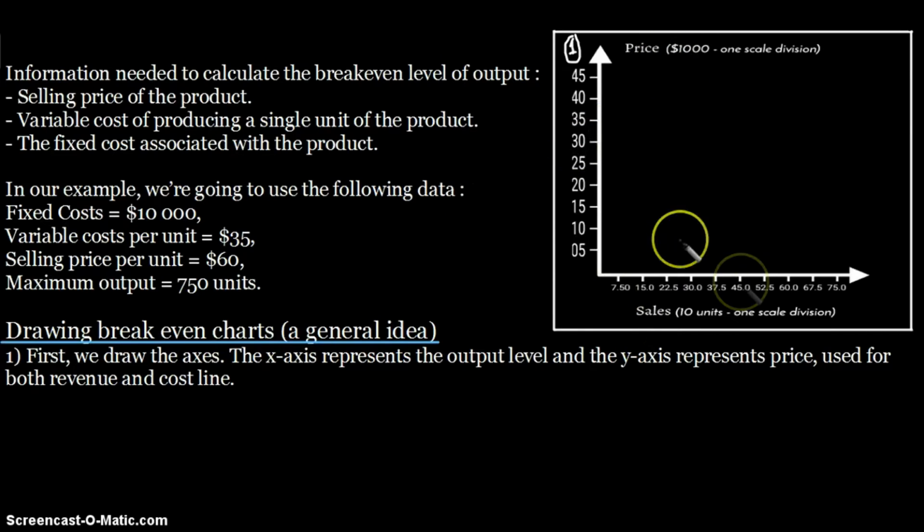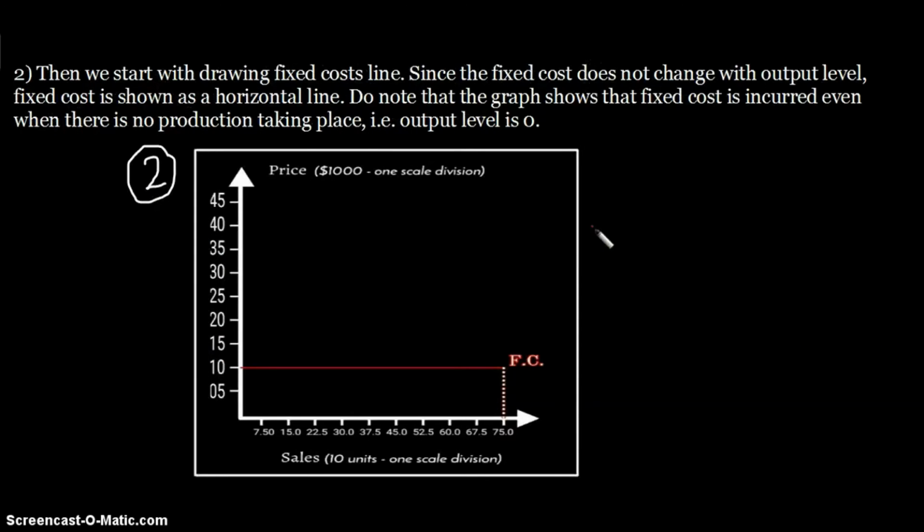We have drawn the basic axis first, then we draw a fixed cost line. Since the fixed cost does not change with the output level, fixed cost is shown as a horizontal line. We know that it does not change, so we don't draw a line like this or this. No, we know the fixed cost is $10,000, so we just draw a straight line at that point. Do note that the graph shows that fixed cost is incurred even when there is no production taking place, that is, when the output level is 0.